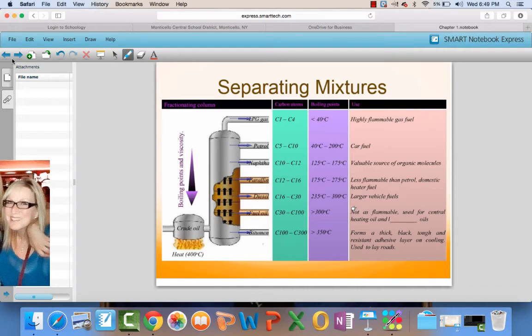You can see fuel that you put in your car, octane, usually about 8 carbons, has a boiling point of anywhere from 40 degrees to 200 degrees. So the more carbons, the stronger the bonds, the higher the melting and boiling point. A little bit of review there.